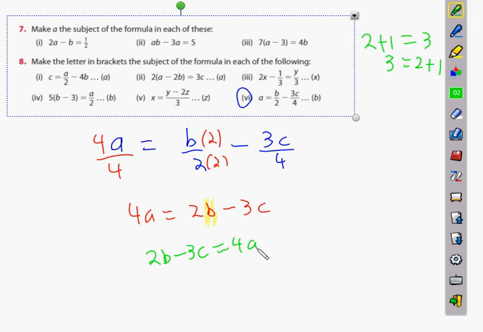Saves a lot of the hassle, doesn't it? And then just bring it over to 3c. What do we get then? 4a plus 3c. And then finally divide by 2. B equals 4a plus 3c all over 2. Is that alright? We're good.